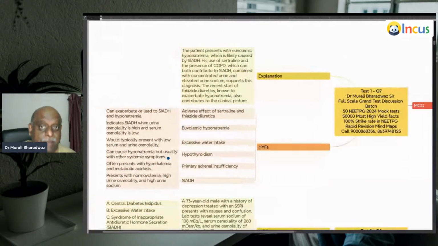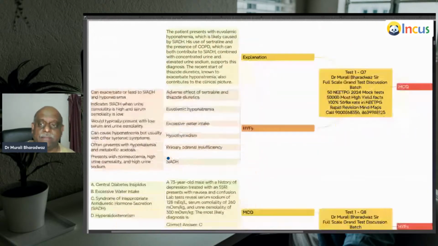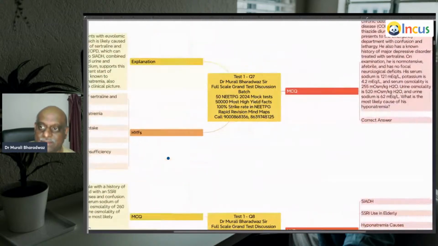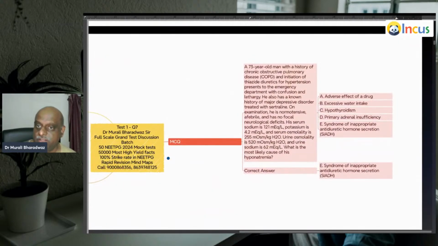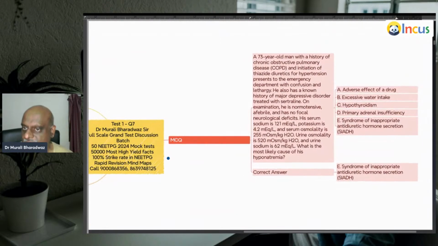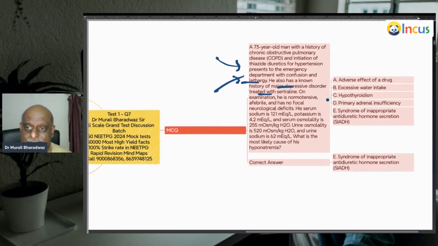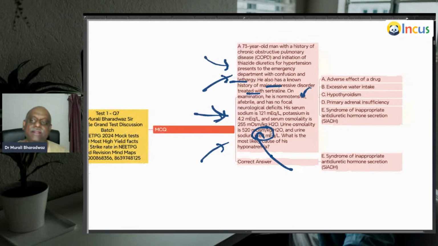So the patient presents with euvolemic hyponatremia. A 73-year-old with a history of COPD, after initiating thiazide diuretics for hypertension, presents with confusion, lethargy. He has a major depressive disorder treated with sertraline and he is normotensive. His sodium is 121, potassium 4.2, serum osmolarity 255, urine osmolarity 520. Urine sodium is increased. What is the likely cause?